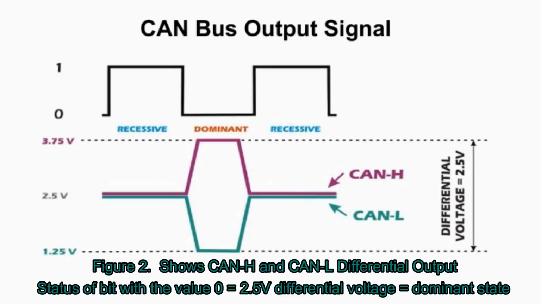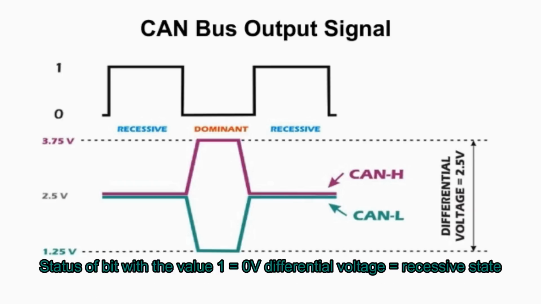Figure 2 shows CAN H and CAN L differential output. Status of bit with the value 0 equals 2.5 volts differential voltage equals dominant state. Status of bit with the value 1 equals 0 volts differential voltage equals recessive state.